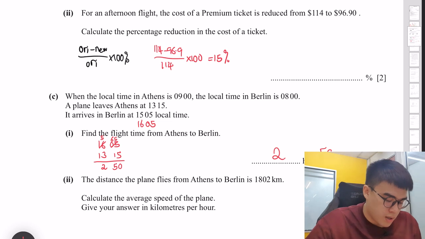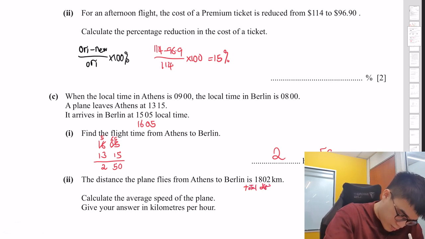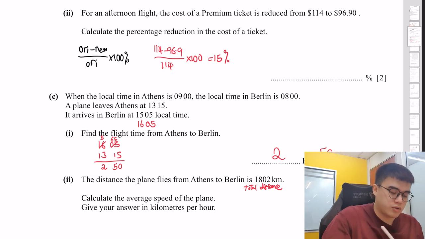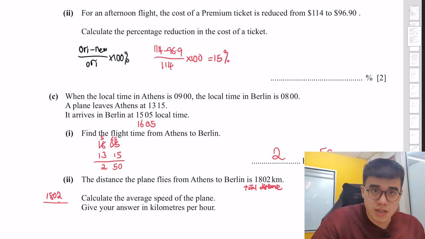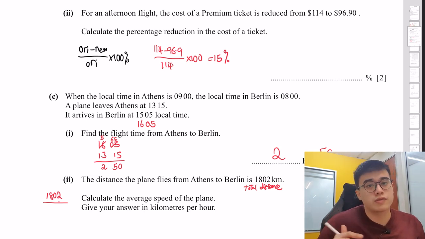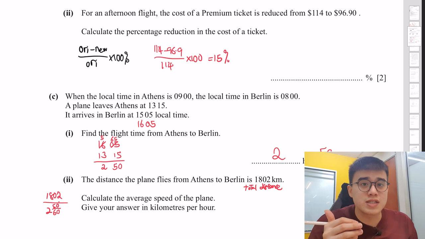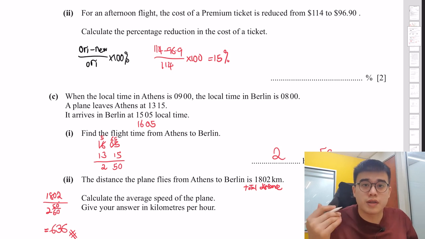Moving on to part 2, they gave us the total distance, and they are looking for the average speed. When they ask for average speed, all you need to do is take the total distance, which we have here as 1802, and divide by the total time taken, which is 2 hours 50 minutes. However, there's one more step: you need to change the 2 hours 50 minutes into 2 and 50 over 60. This is a mixed number. The 50 over 60 converts the 50 minutes into hours form, which gives you your final average speed as 636. This is for your C, part number 2.